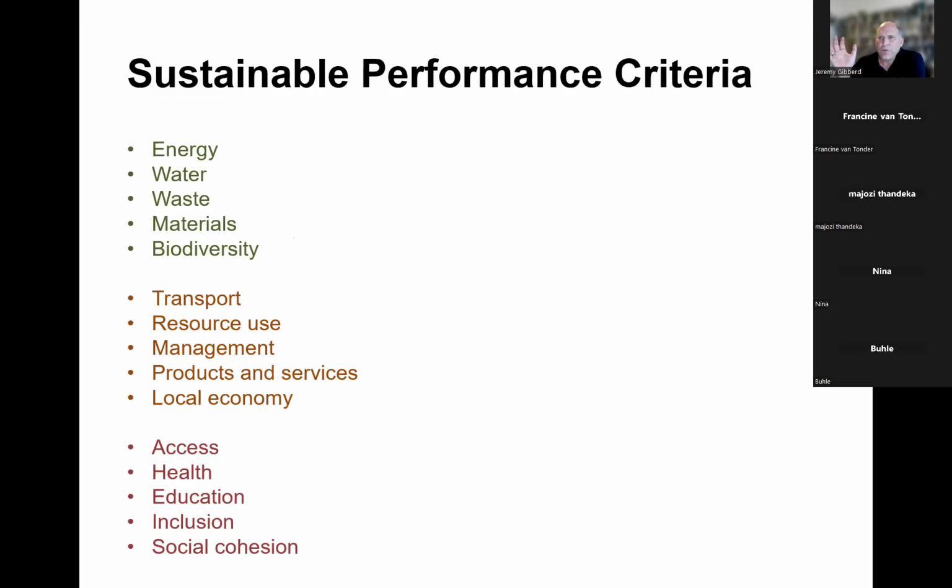So the criteria I'm going to use deliberately are mixed. We've got 5 environmental, 5 economic, 5 social, because it links back to the ceiling and the floor that we talked about. So it's a holistic set of measures that we're going to talk through fairly quickly.